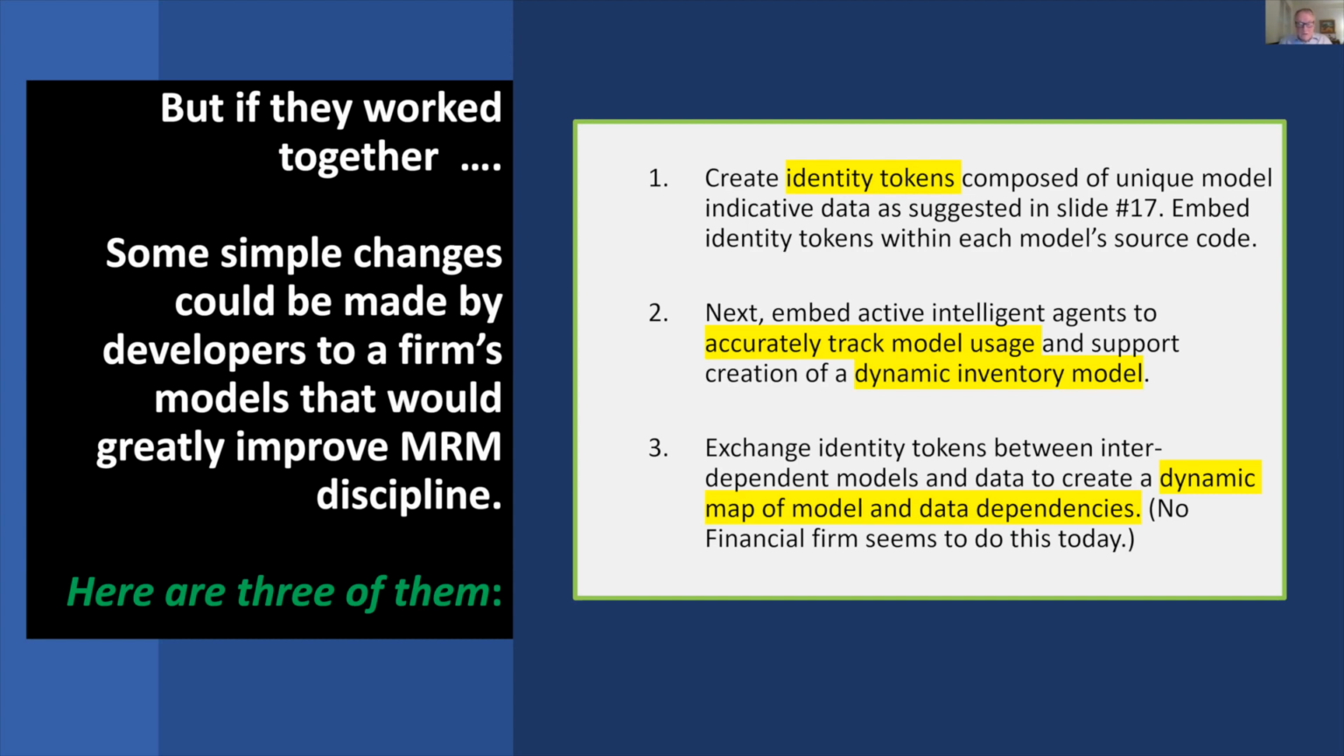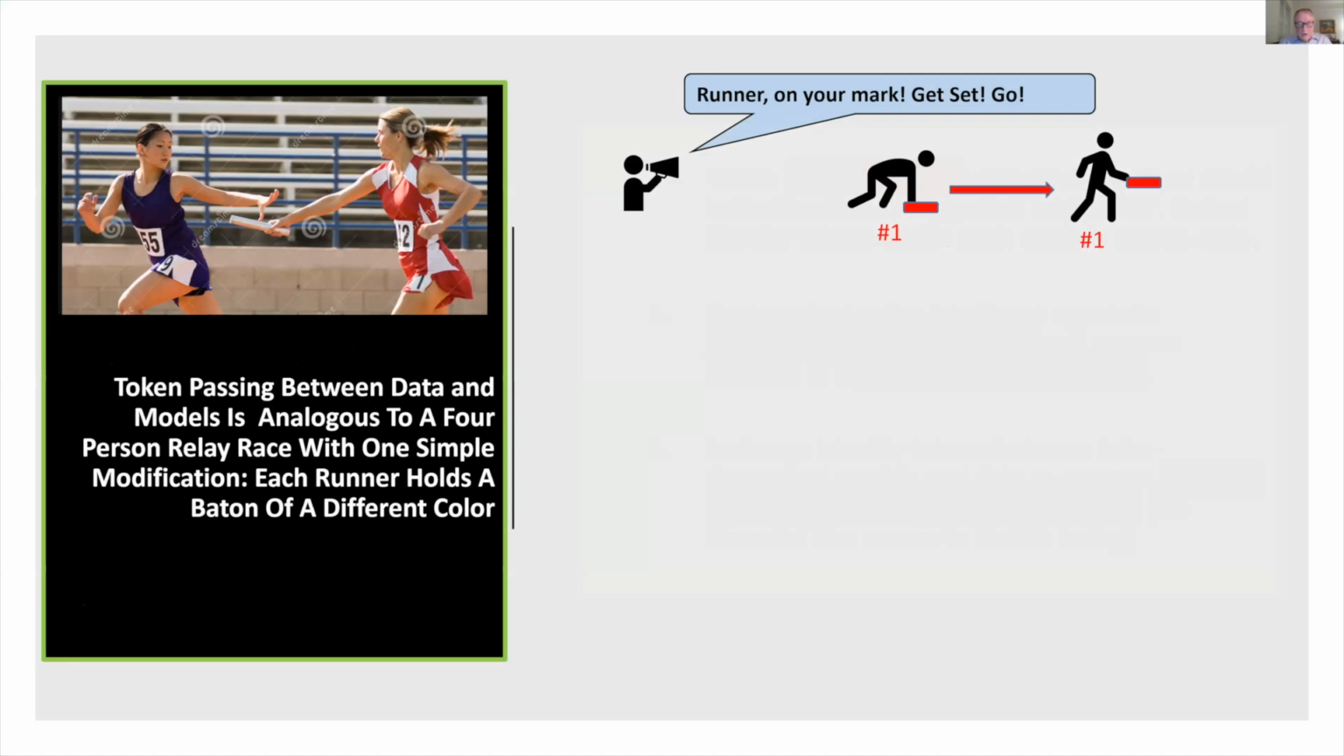Some people have had trouble understanding exactly what I mean by passing identity tokens from upstream to downstream entities. It's easy to understand by making an analogy to a four-person relay race. I'm sure everybody who's watched track and field is familiar with these four-person relay races in which a single runner starts with a baton, runs part of the way around a track, and hands off the baton to a second runner, who then does another section of the track and hands the baton off again. I'm going to make one simple modification. In this analogy, each runner will have their own baton of a different color.